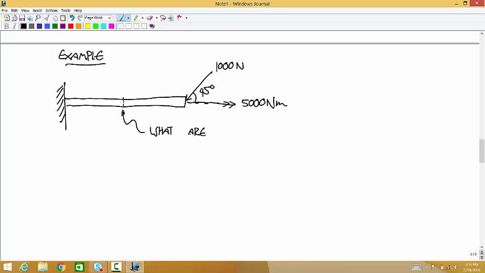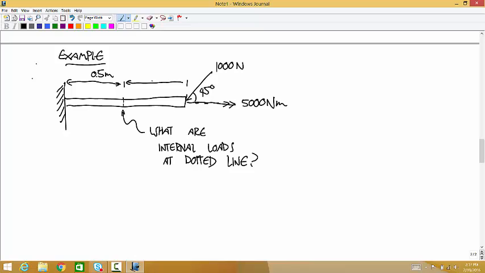So what are the tension, shear force... actually, let me first start by talking about it a little more generally. So what are the internal loads at this dotted line? So let's say that this is 1/2 meter. And this is 1/2 meter.